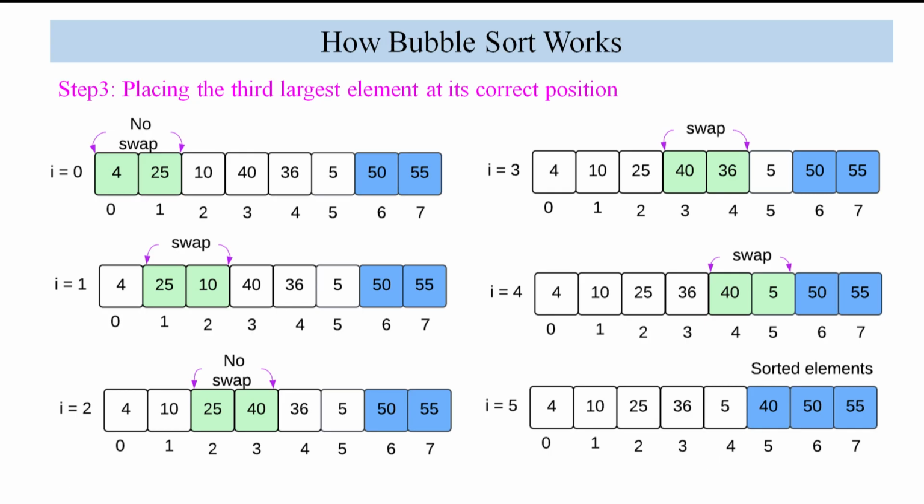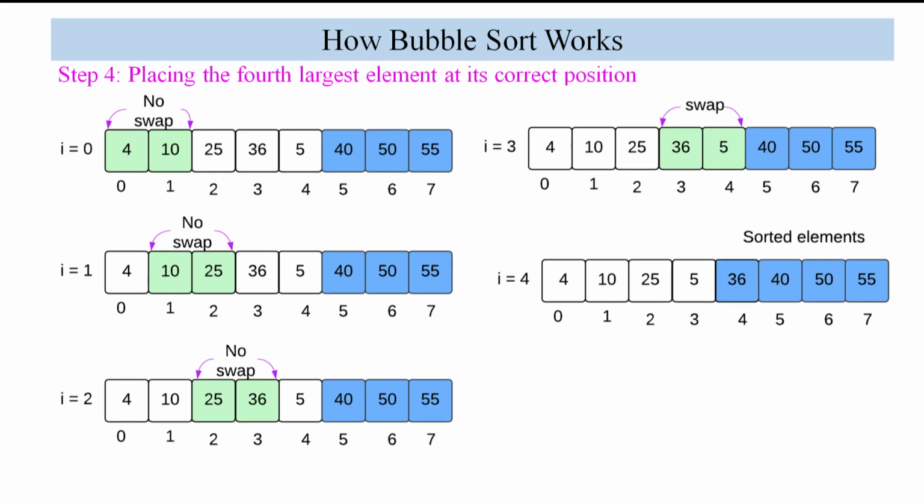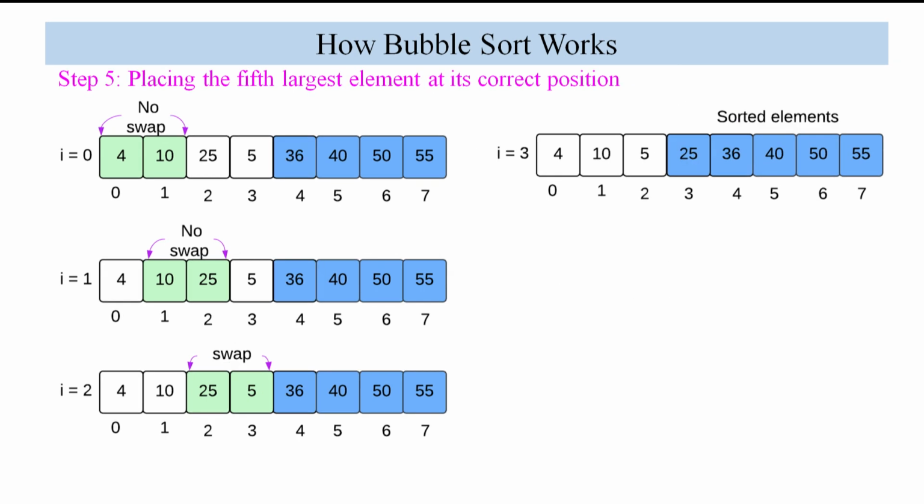That is the end of pass 3 or step number 3, and the same process is repeated for the next pass. Now the fourth largest element is placed at its appropriate place, as we can see in the last diagram. This process is repeated n minus 1 passes. If we have n number of elements, this process is repeated n minus 1 passes. For example, if we have 10 elements, a total of 9 passes are required in the worst case.